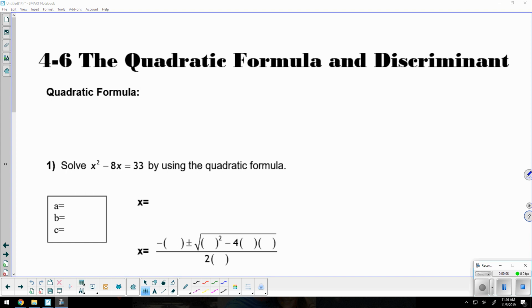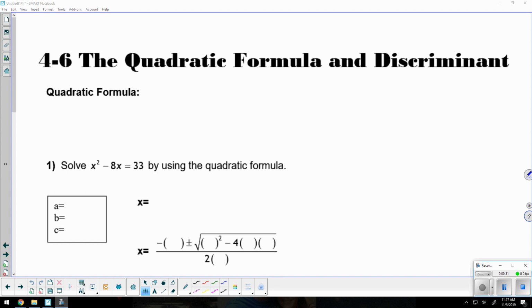Our last topic as far as solving a quadratic equation. We've learned how to solve a quadratic equation by graphing, by factoring, and by completing the square. And now our last and final way that you could solve a quadratic, which always works, is by using the quadratic formula.